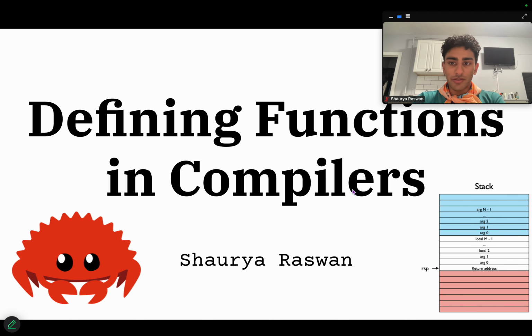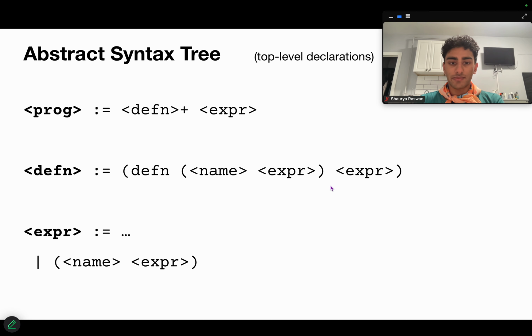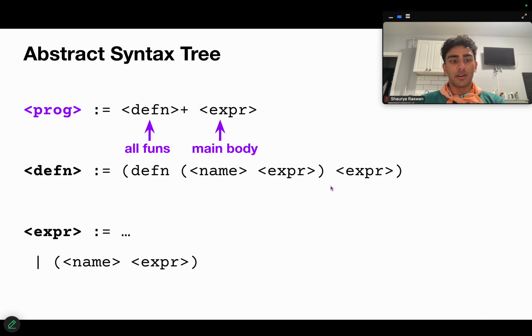So today I'm going to be going over functions in compiler construction. I'm just going to be talking about top-level function declarations. Our program has all of our top-level functions and then our main body. Every function has a name, a parameter (I'm just using one parameter in this presentation), and then a body.